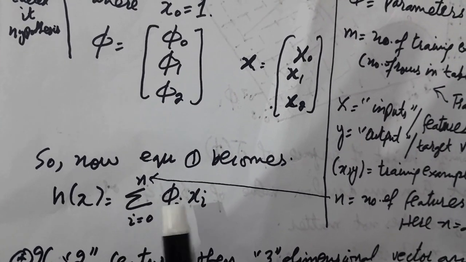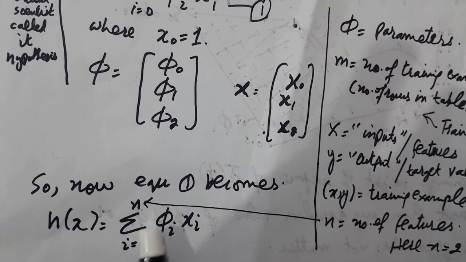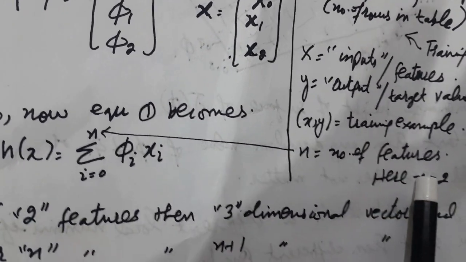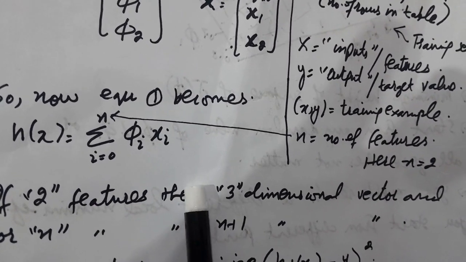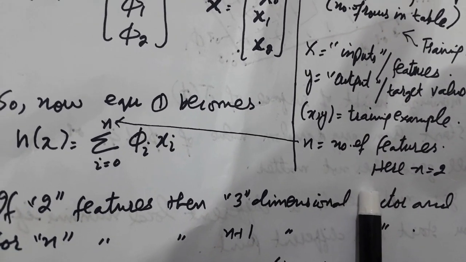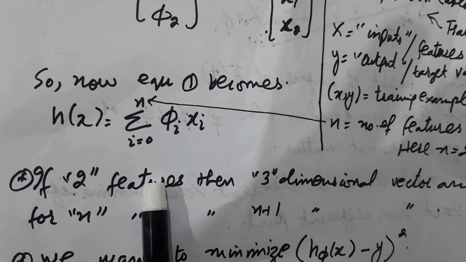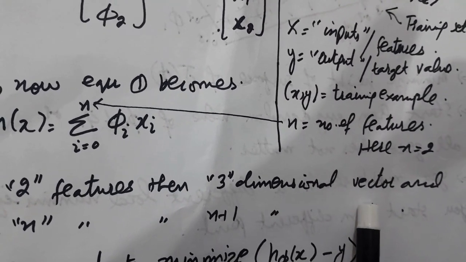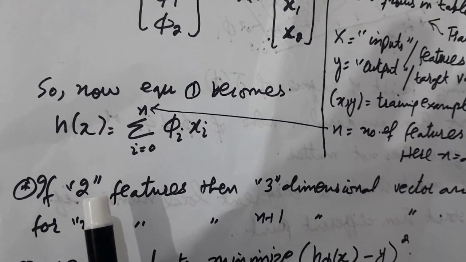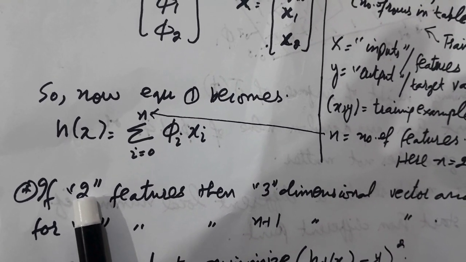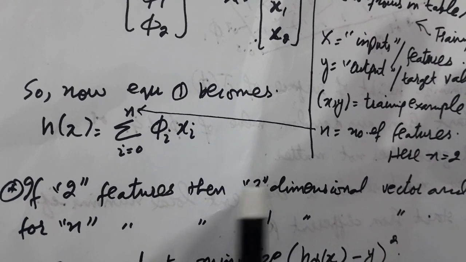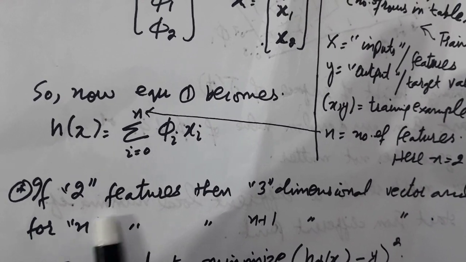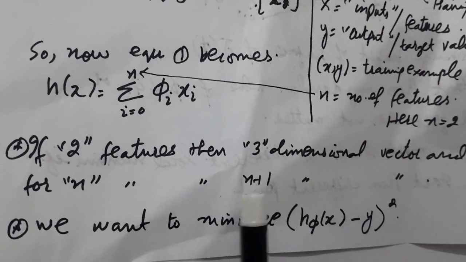So the sum over i equal to 0 to n of phi i x i, where n is the number of features, and here they are 2. So if there are 2 features, then a 3-dimensional vector will take place, and for n features, an n plus 1-dimensional vector will take place. Easily we can see that the dimensional vector is 1 more than the number of features. So if there are n features, it will be 1 more than the number of features.